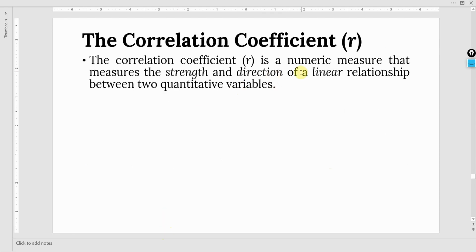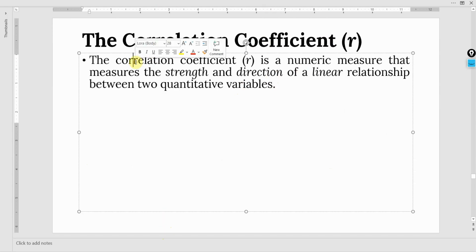That measure of strength is R, the correlation coefficient. It is a numeric expression that can measure the strength and direction of linear relationship between two quantitative variables. By direction, we mean that this correlation coefficient will have a sign with it. If it has a negative sign, then the direction is opposite. That is, an increase in one variable leads to a decrease in the other. The negative sign means there is an inverse relationship between the two quantitative variables.